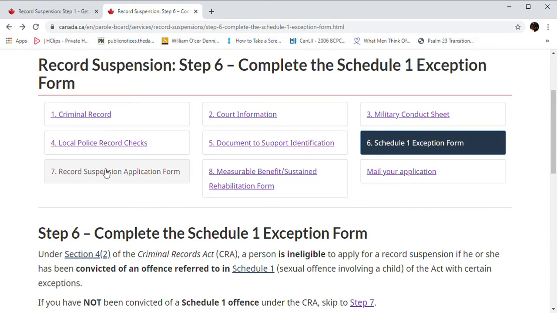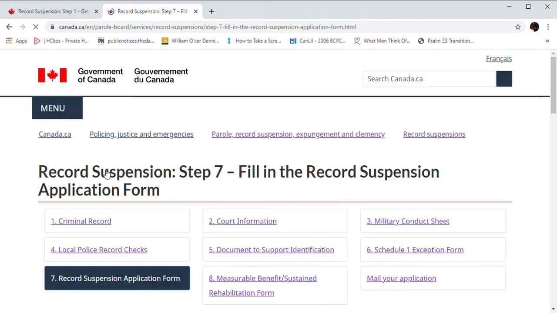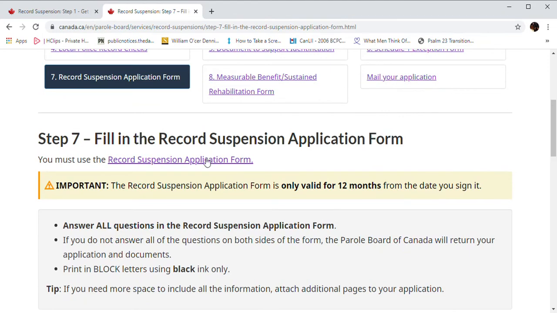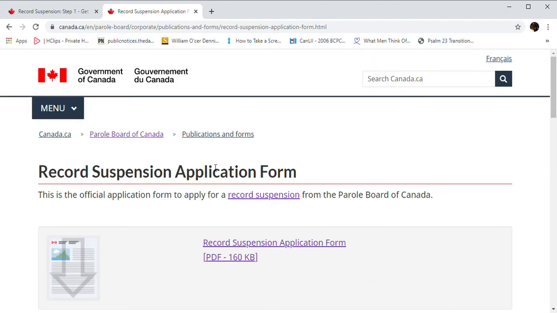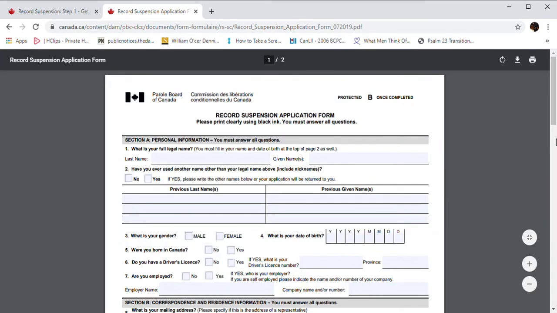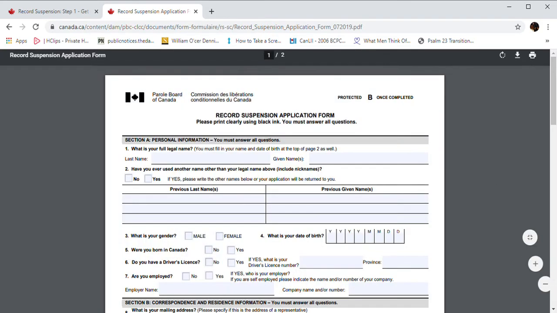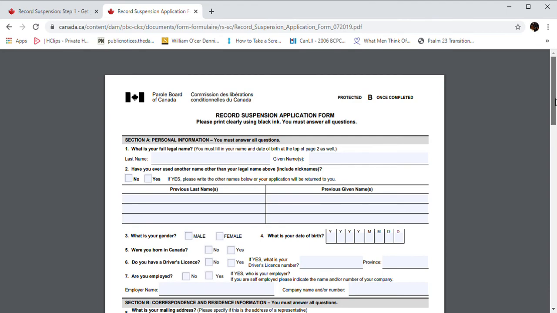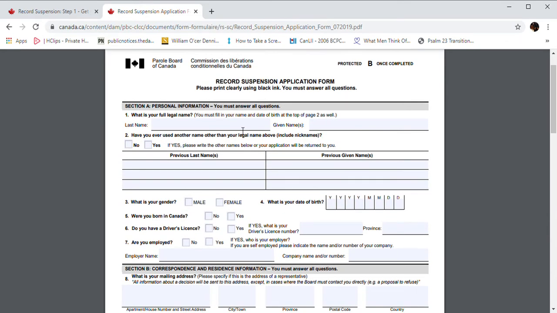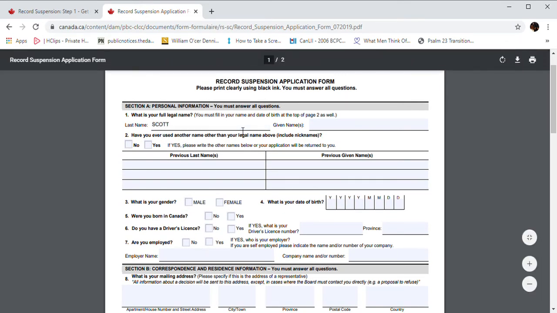Record suspension application. I'm kind of going through this a little quickly because we got someone coming into one of our locations in a few hours. Okay, last name Scott. Ken. Have you used any other names? No. Male. Well, I hope I'm male. All the women tell me I'm male.